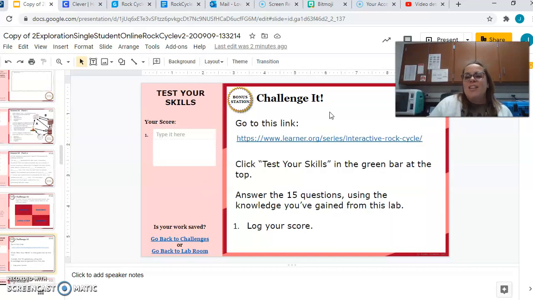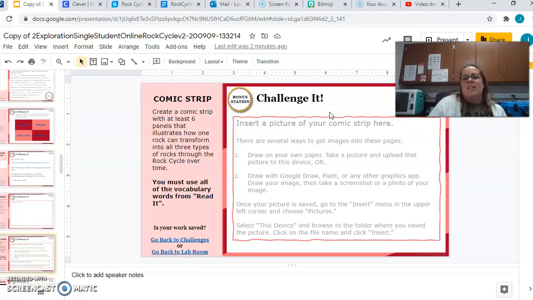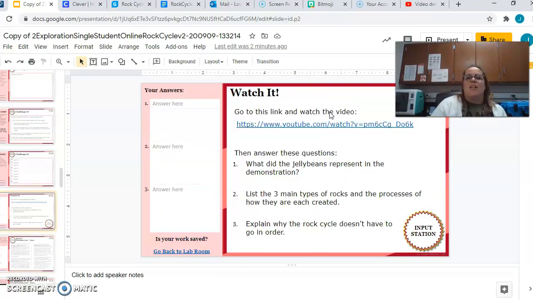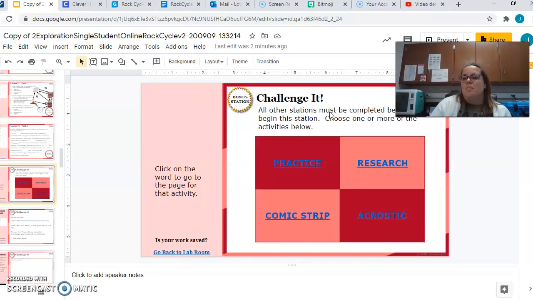You can do the challenge. You don't really have to. That's completely up to you. Oh, goodness, we are not doing the acrostic. Okay, you can do the challenge if you would like, if you need a little extra something, or you really like rocks, go for it.